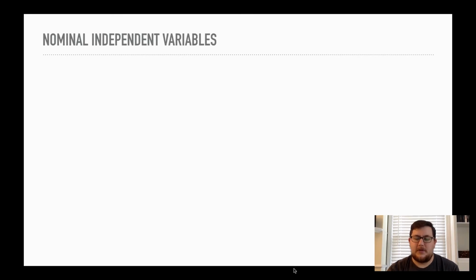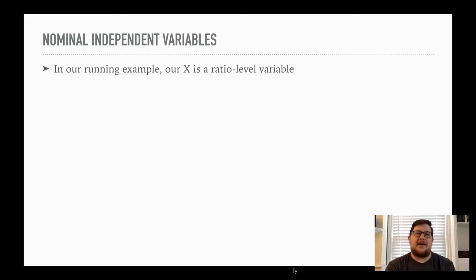Now, moving on to nominal independent variables. In our running example, x is a ratio level variable, 0 to 1.